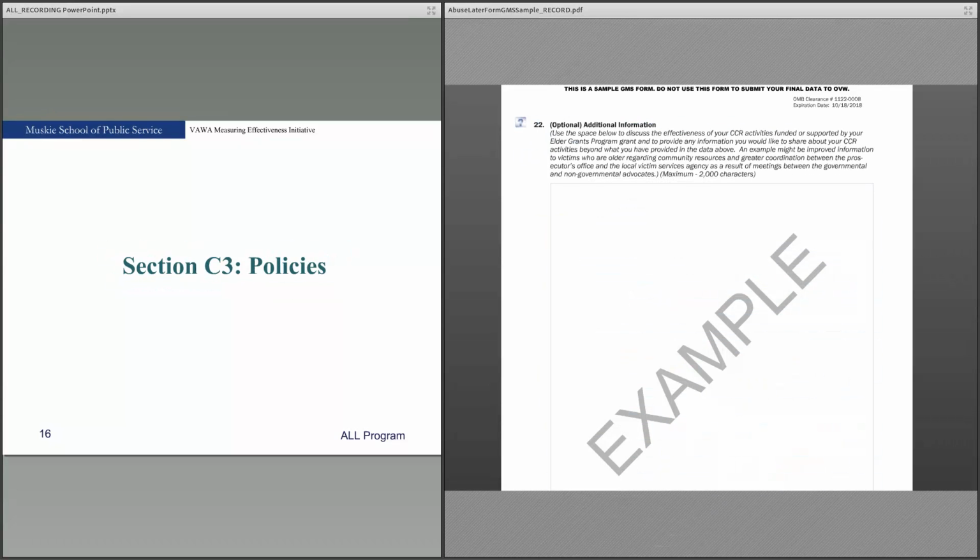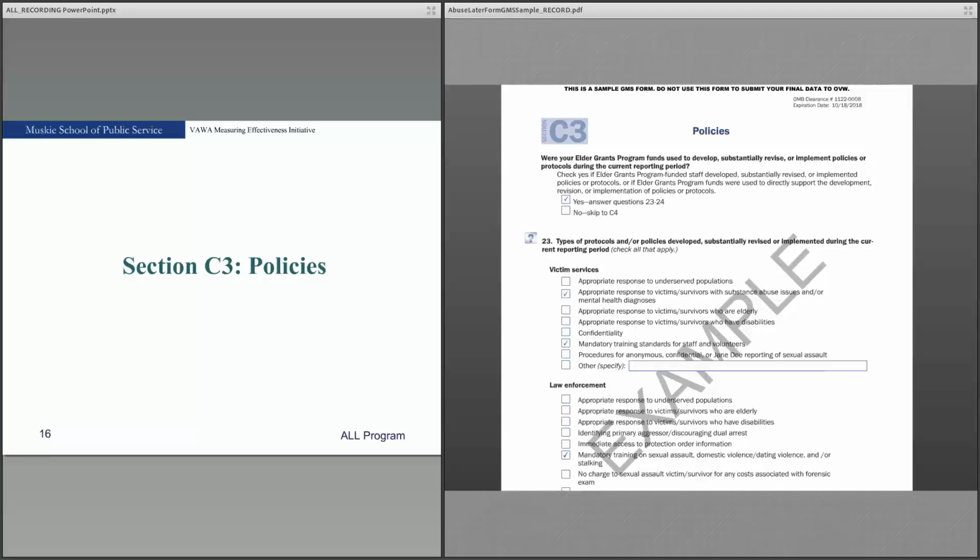In section C3, policies, you would fill this section out if any protocols or policies were developed, substantially revised, or implemented during the current reporting period. If the policy or protocol is still in the development or revision phase, you should not report the policy protocol implemented until the period when it is actually finished.